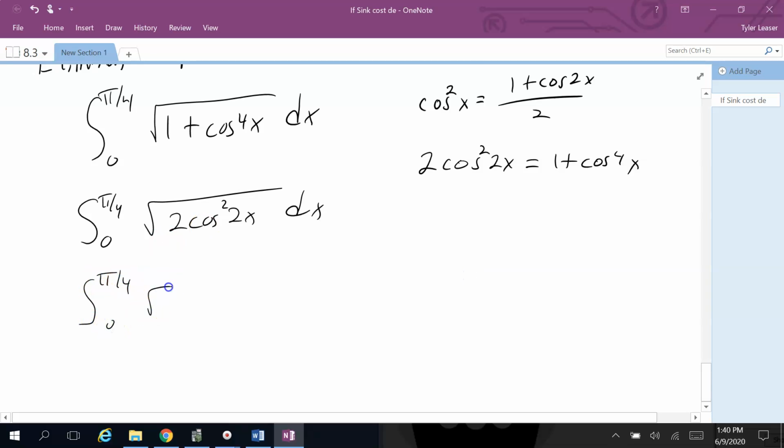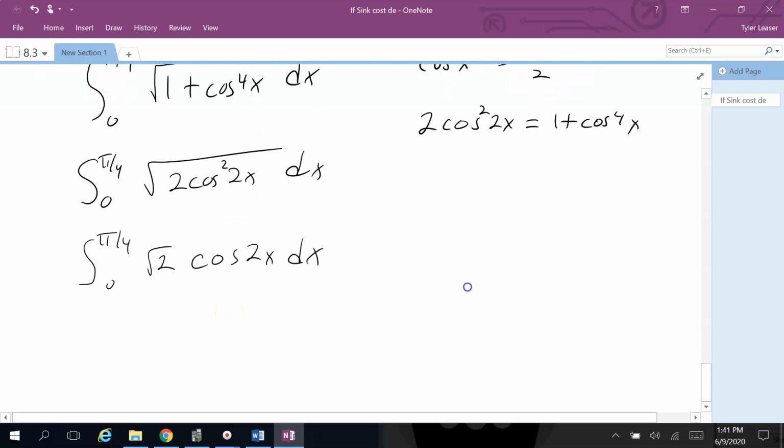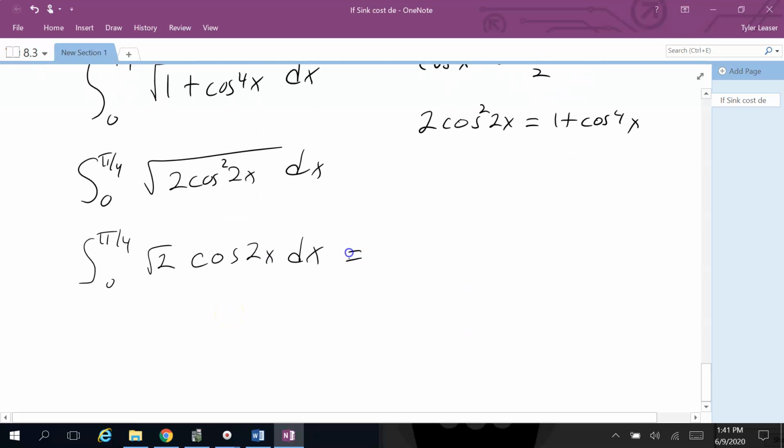So the square root of 2, we'll just do the square root of 2. But then the square root of cosine squared, we'll just cancel that out. You have to be a little bit careful about canceling out square roots and squareds that way. This should technically be an absolute value. But because we know we're in between 0 and pi over 4, cosine of 2x is always positive in that interval anyway, so we can ignore the absolute value. Then we can just find the antiderivative.